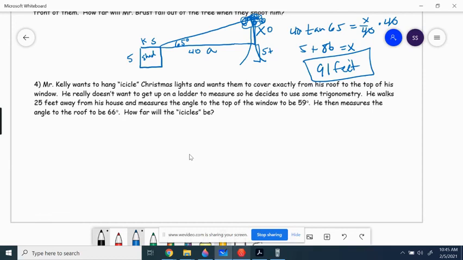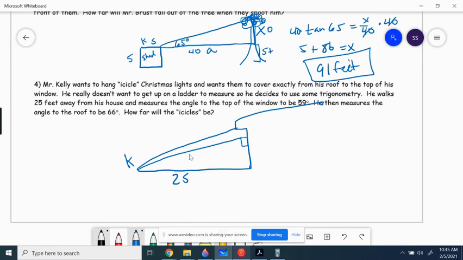Okay, this one's a little bit rough. Okay, let's start with a house. Here's a house. Okay, and Mr. Kelly, we'll say, is 25 feet away. Okay, this is 25 feet. Here's old Kelly. All right, I'm going to say the window is maybe here. So it looks like we've got 2 different angles of elevation going on here. We have 59 degrees, which would be here, and then we have the bigger angle of elevation to be 66 degrees.